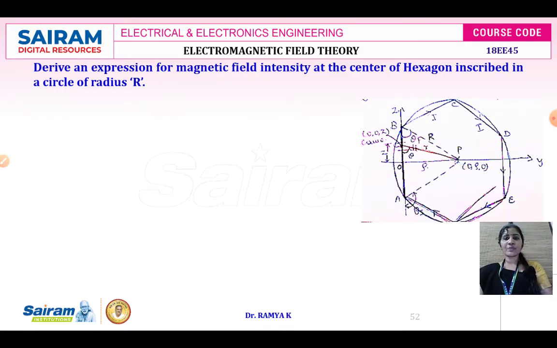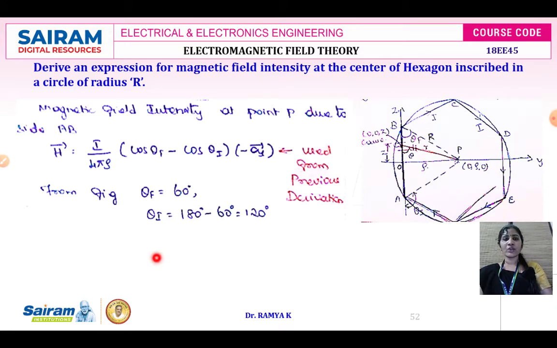The general expression has already been derived. We know that the magnetic field intensity at point P due to one side AB is equal to I divided by 4 pi rho, cos theta f minus cos theta I, into minus ax. We can obtain this from the previous derivation. The value of this magnetic field intensity is derived from the previous equation.